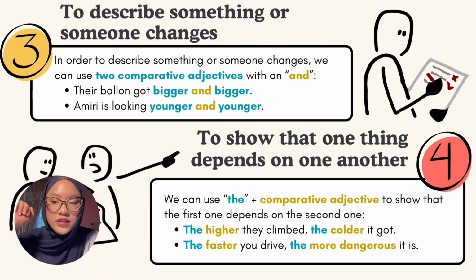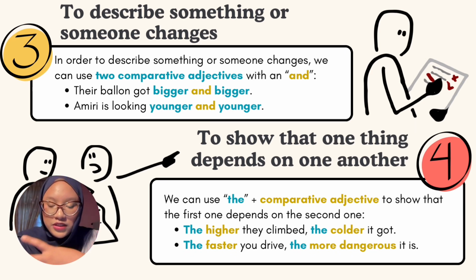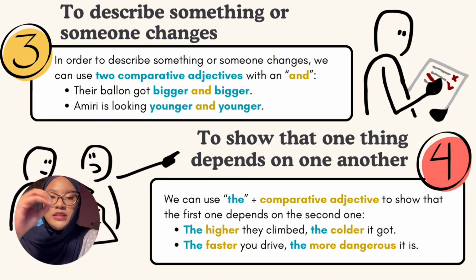And the fourth function is to show that one thing depends on another. We can use the structure the plus comparative, and the plus comparative. We use this when one situation depends on another or when one thing affects the other. For example, the higher they climb, the colder it got. The faster you drive, the more dangerous it is. This doesn't mean it's the highest or the coldest. It shows proportional change, which I will explain later on.